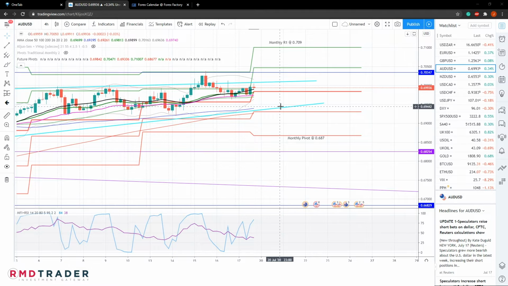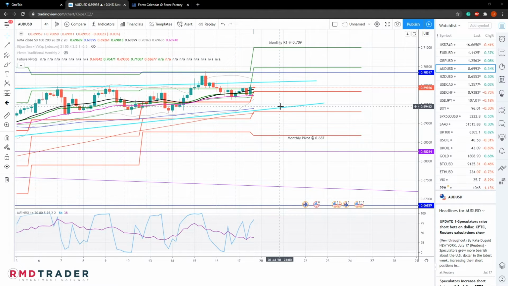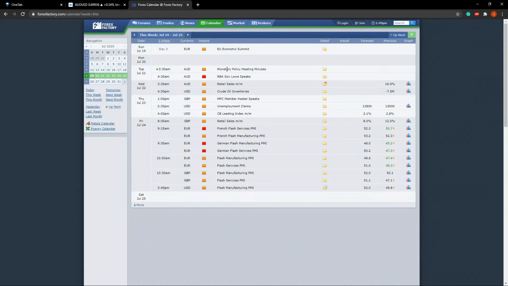Looking now to Australian dollar USD, and just note that we have on Tuesday some economic events impacting the Australian dollar. So there will be some monetary policy meetings, and of course we have on Wednesday the retail sales figures, so just keep an eye out for that as well.